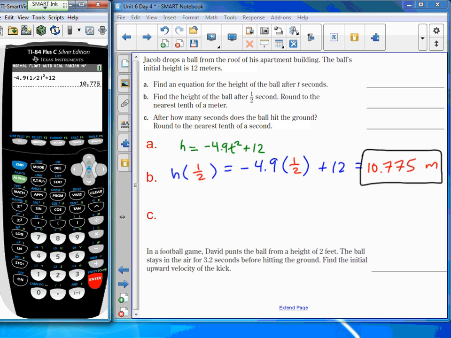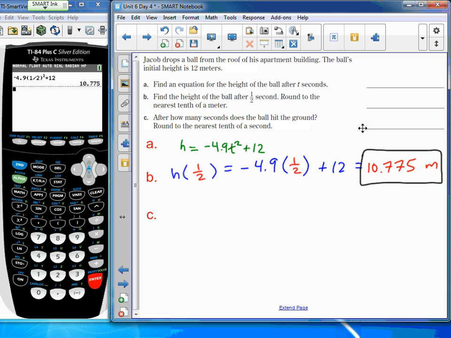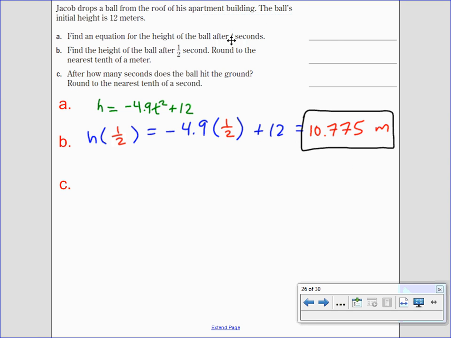And lastly, after how many seconds has the ball hit the ground? In order to figure out when the ball hits the ground, what would be true about the value of h when the ball hits the ground? 0. Yeah, h is 0 when the ball hits the ground. So I'll rewrite my original equation, set h equal to 0, and solve for t. That'll tell me the time t when it hits the ground.